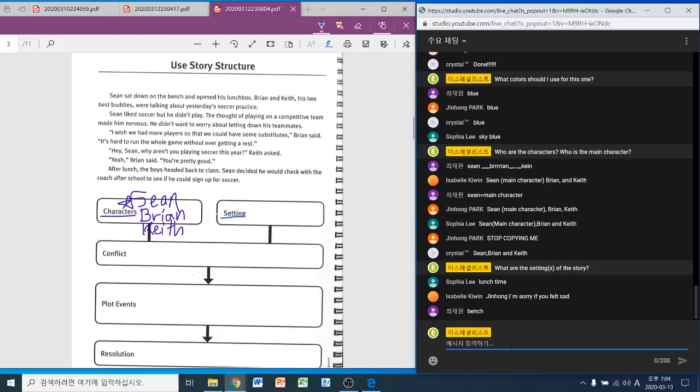Isabel says, Jinhong, I'm sorry if you felt sad. That is not the setting of the story. The story does not take place in "I'm sorry if you felt sad." Okay.